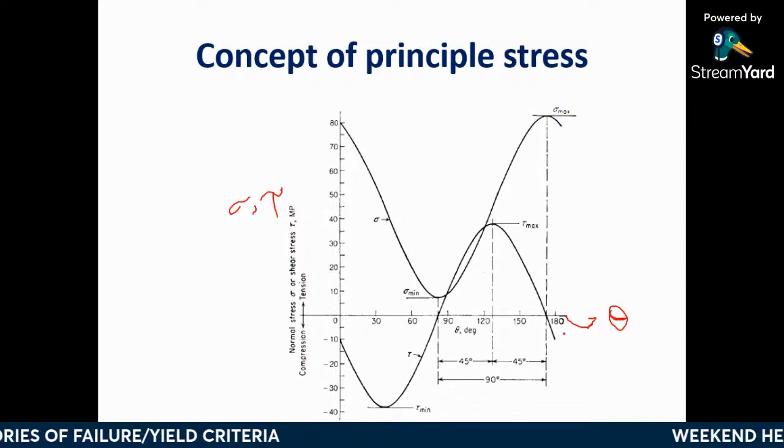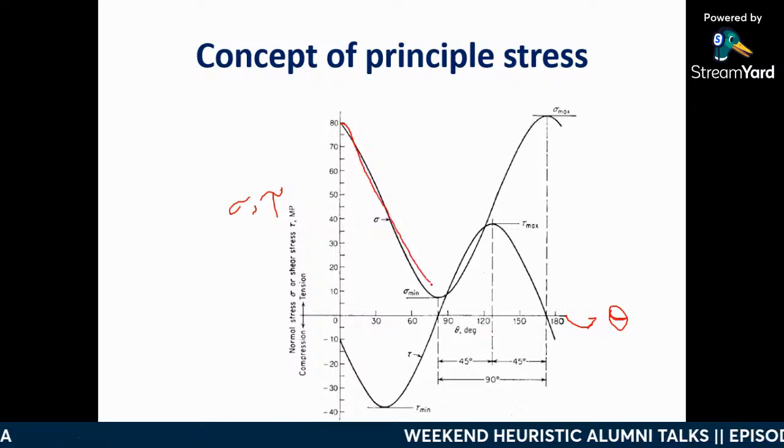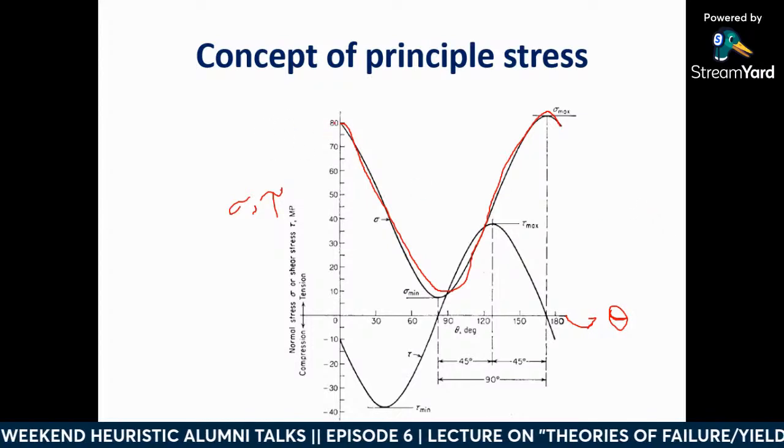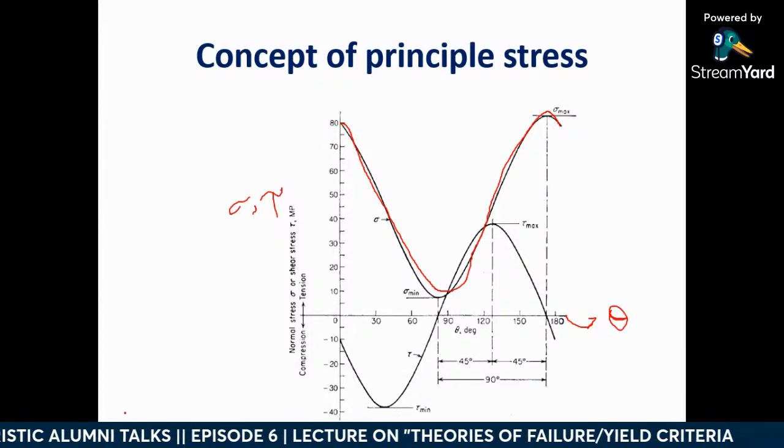As theta changes, this is the trend of normal stress in your object. What are the interesting features here? What is something interesting here?